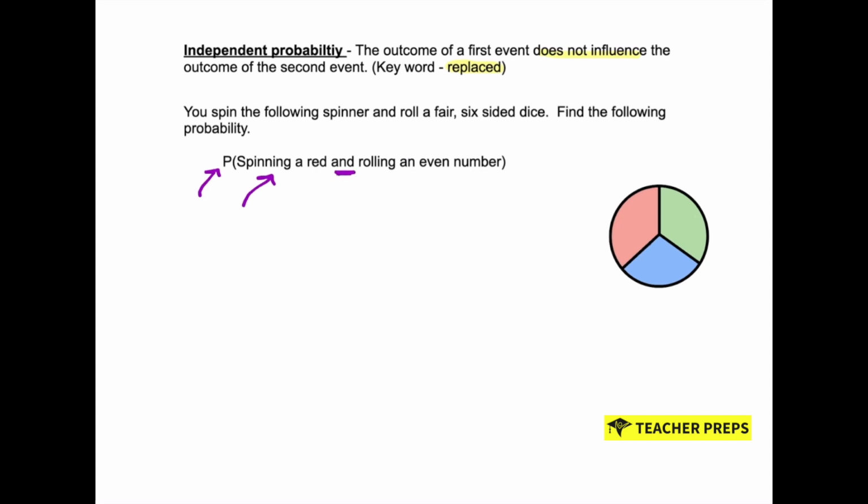That's telling us that we're going to have two events. So as I said, we're going to find the ratio of spinning a red and multiply it by the ratio of rolling an even number. So look at the spinner. What is the probability of spinning a red? There's 1 red out of 3 total. Then think about the numbers on a 6-sided dice. How many of them are even? 3 out of the 6 are even.